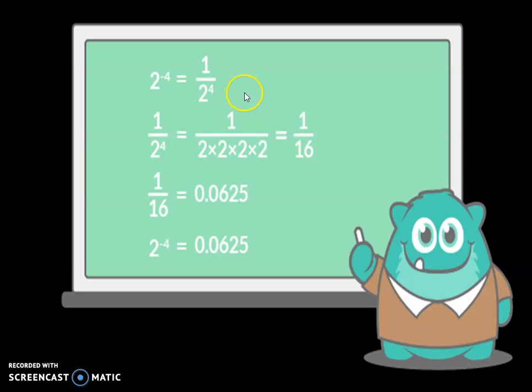Using laws of exponent, you can easily solve this type of example. How? 1 upon 2 raised to 4. That is, the index goes in the denominator. The sign will be positive.